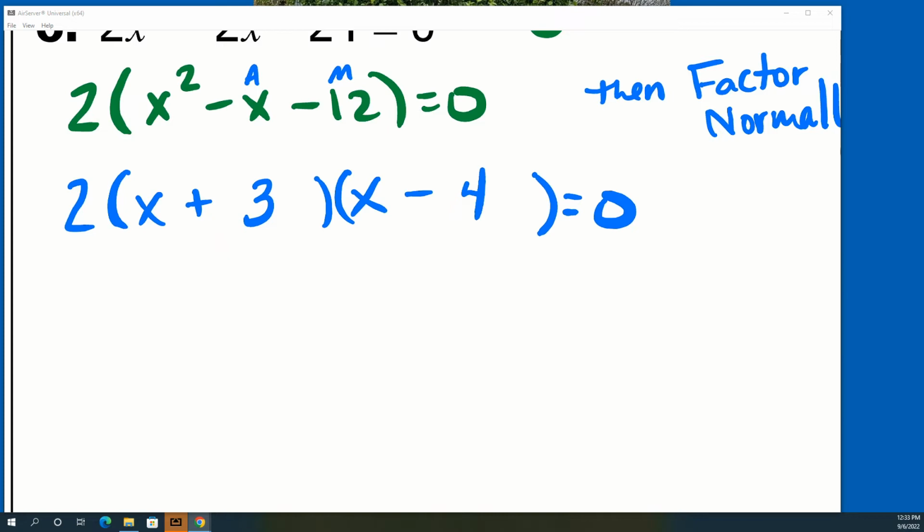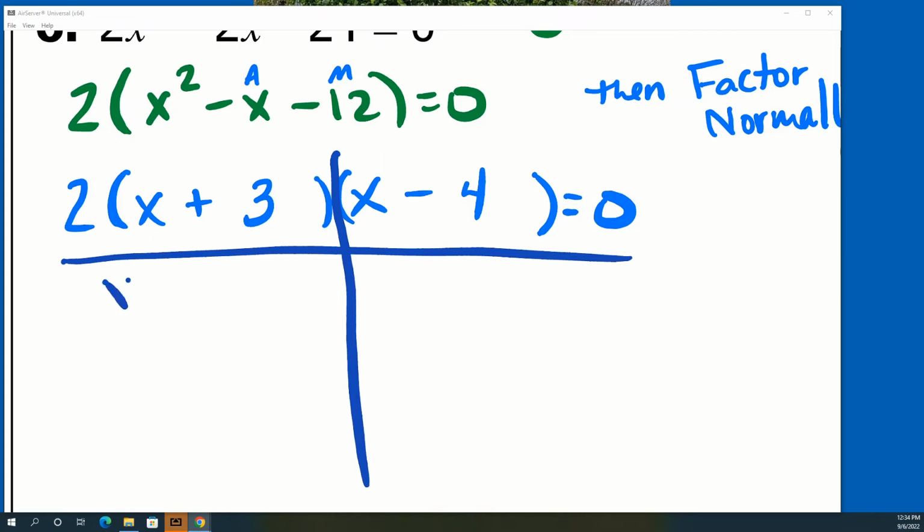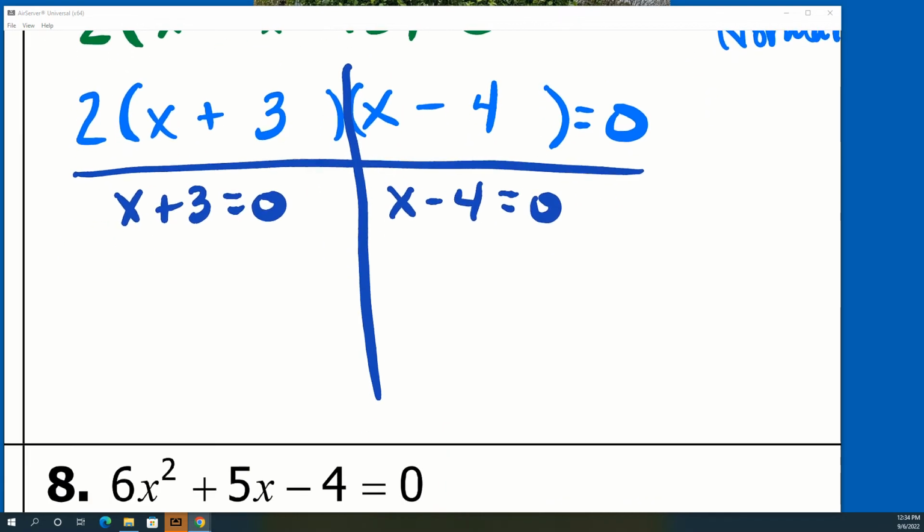All right. Then we're going to set our factors equal to 0. Do you guys think we need to set 2 equal to 0? Like, can 2 equal 0? Ever? No. 2 will never equal 0. So anything that has an x, you set it equal to 0. And then solve for x by either adding or subtracting. So on the one on the left, you're going to subtract 3. And the one on the right, you're going to add 4.